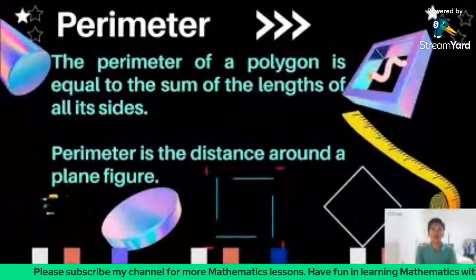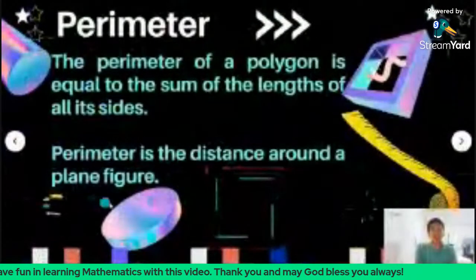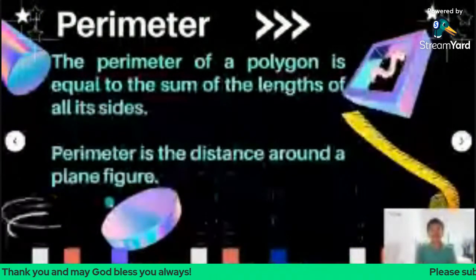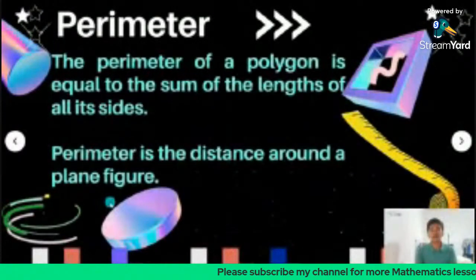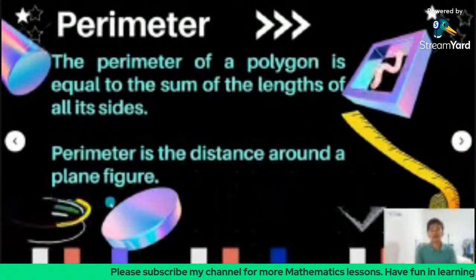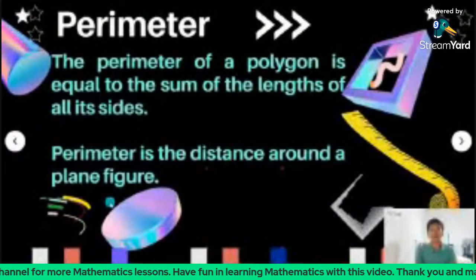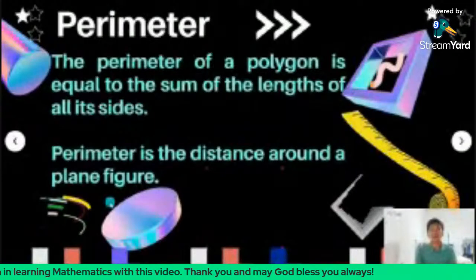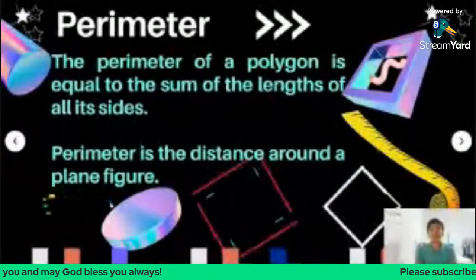P is equal to S sub 1 plus S sub 2 plus S sub 3. So we let this 8 centimeters be S sub 1, or side 1, and this 9 centimeters, or the base side, be S sub 2. And the 10 centimeters, or this side, is S sub 3. So we have 8 centimeters plus 9 centimeters plus 10 centimeters, and the total is P equals 27 centimeters.